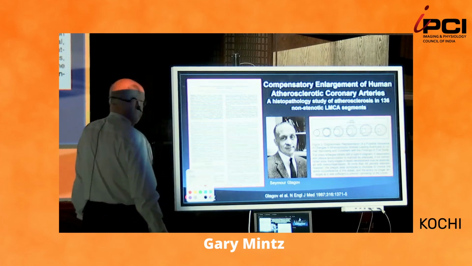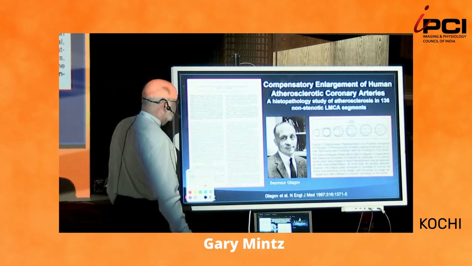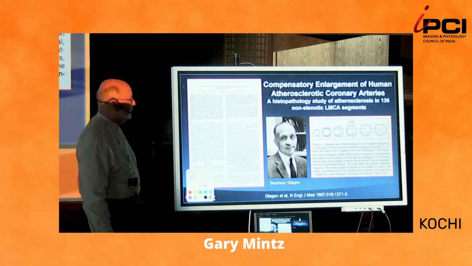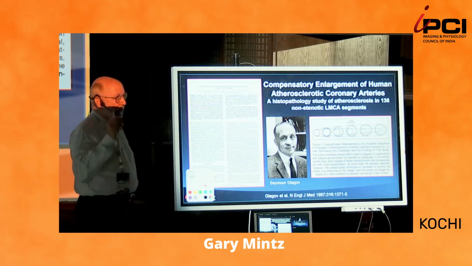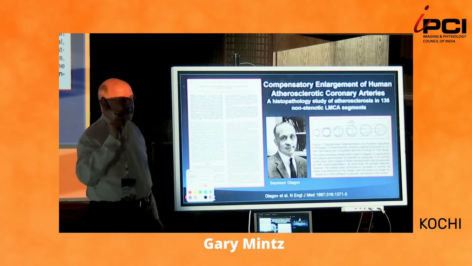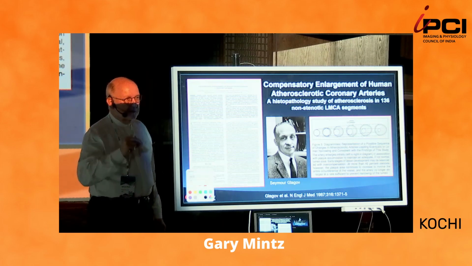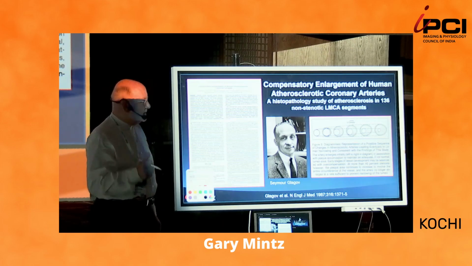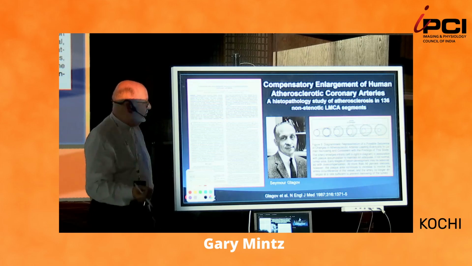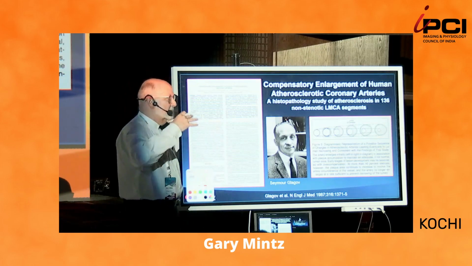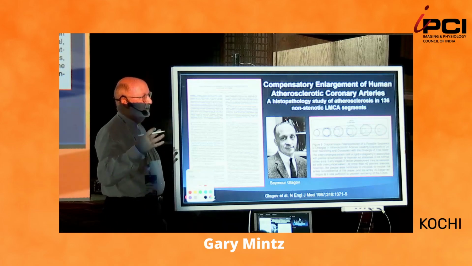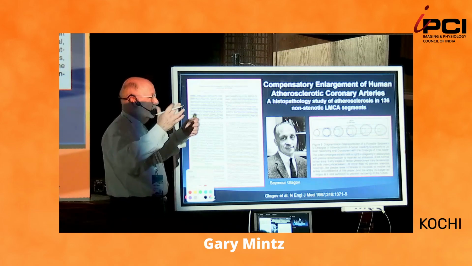Remodeling. This is Seymour Glagov. He was a pathologist at the University of Chicago. He wrote this in the New England Journal of Medicine in 1987, and he showed that plaque accumulates and the vessel dilates to preserve the lumen. We call it positive remodeling, Glagovian remodeling, lots of terms. And on average, it continues until you get about 40% of the vessel, and then plaque starts to intrude on the lumen.